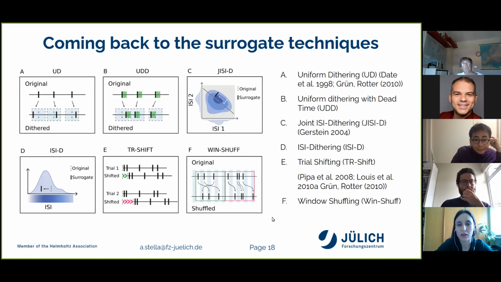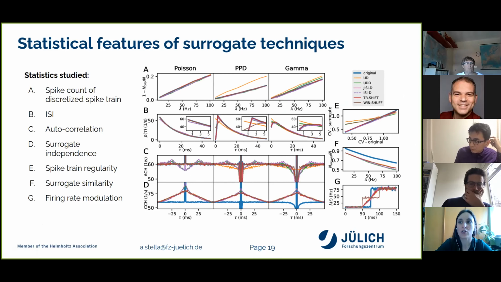This is actually why we introduced these alternative surrogate techniques, and it gave us the opportunity to look at the statistics of the surrogates when we vary the surrogate algorithm. So first, we started looking at homogeneous, stationary data, with 3 simple models: the Poisson model, the Poisson process with dead time, and a gamma model. We studied some of the statistics by varying the surrogate techniques, for instance the spike count, the interspike interval, autocorrelation, surrogate independence, and so on.